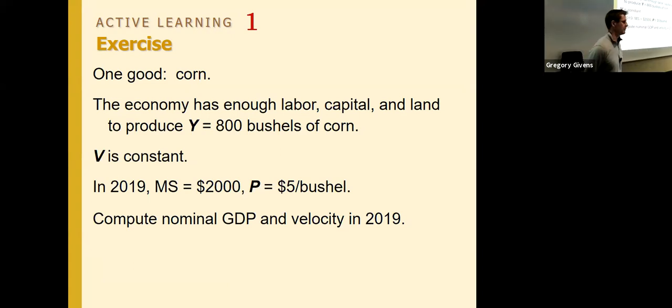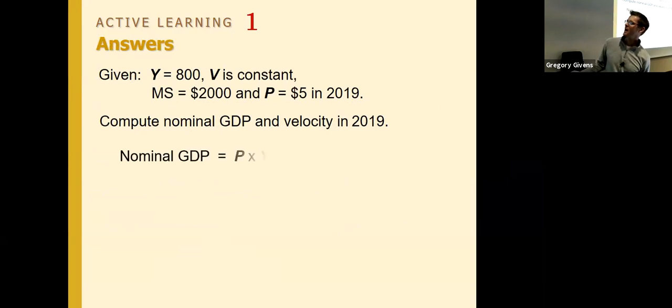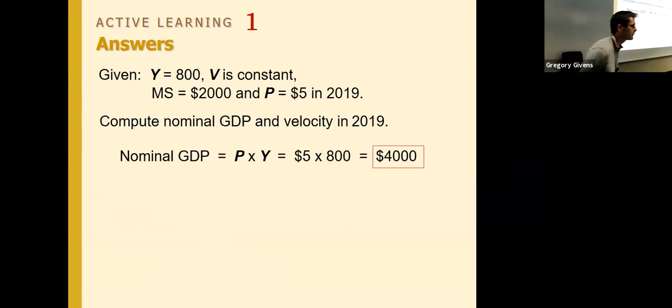Well, what's nominal GDP going to be equal to? Sean? Oh, the answer for velocity is 2. Yeah, so let's start with nominal GDP first. Nominal GDP is just going to be real GDP, 800 bushels of corn, times $5 per bushel, or $4,000.